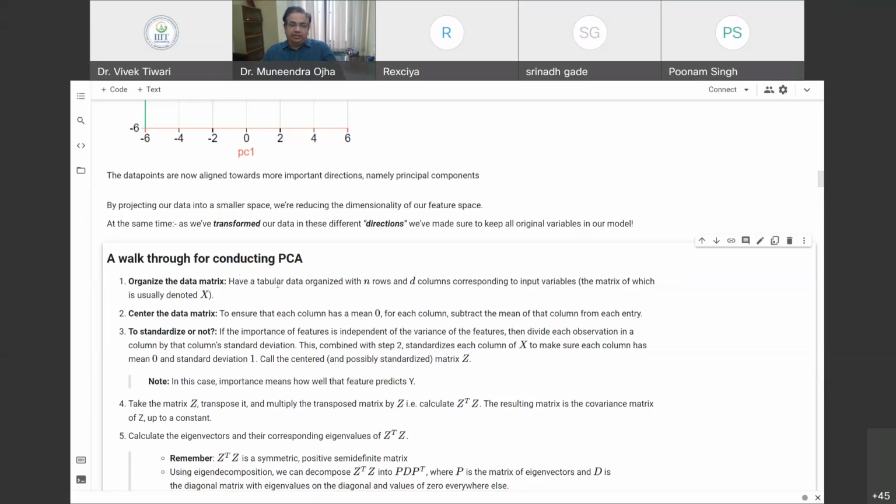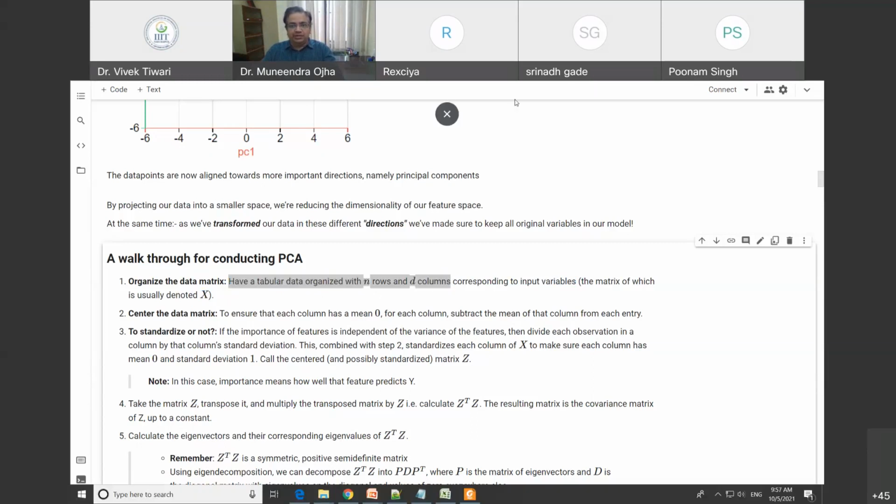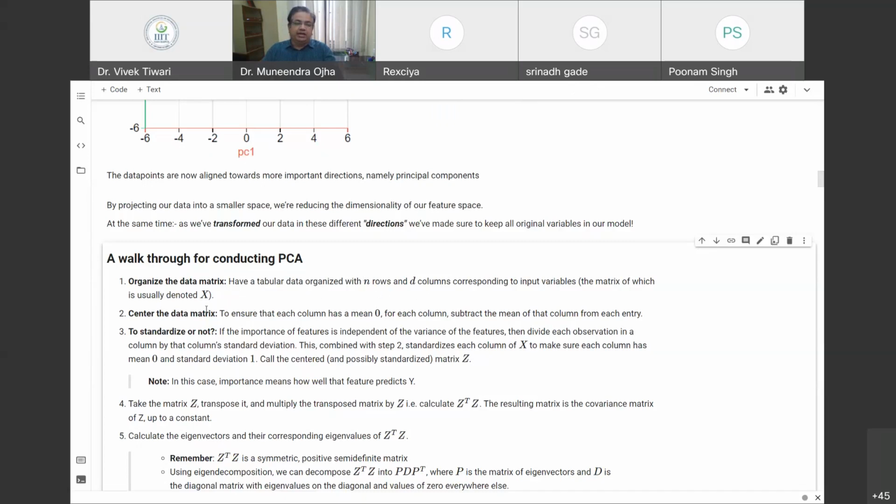So we have a tabular data which is organized with n rows and d columns corresponding to input variables, the matrix of which we will denote as matrix X. Because this is the set of input values we have, and we always denote input values with the symbol X. So the first step is to have a tabular data organized with n rows and d columns. So with this matrix, now let us try to center the data matrix.